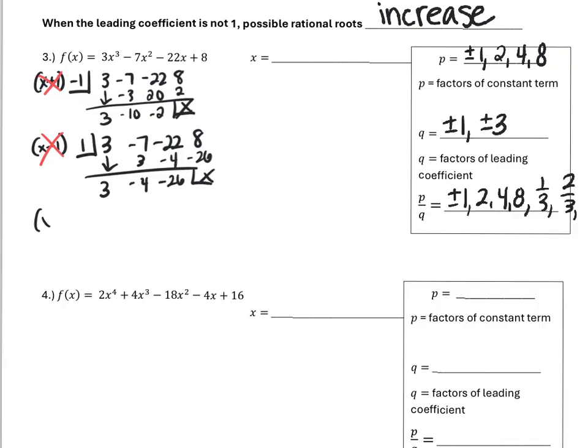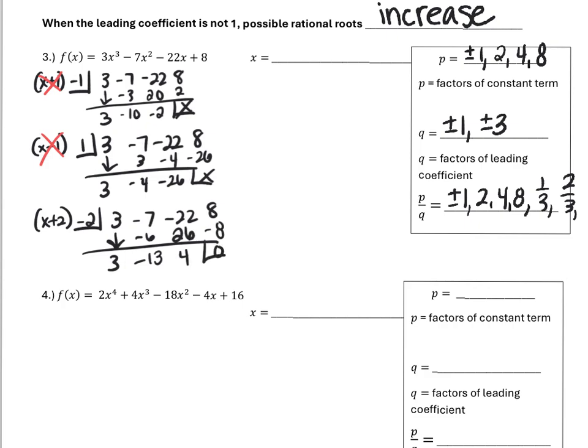Let's do x plus 2. So we'll do a -2 out here. 3, -7, -22, 8. -6, -13, +26, 4, yay. -8, 0 remainder. So we know that this is one of our factors because we got that 0 remainder. So this was in the 3rd degree, right? Meaning now we have a quadratic, 3x squared minus 13x plus 4.